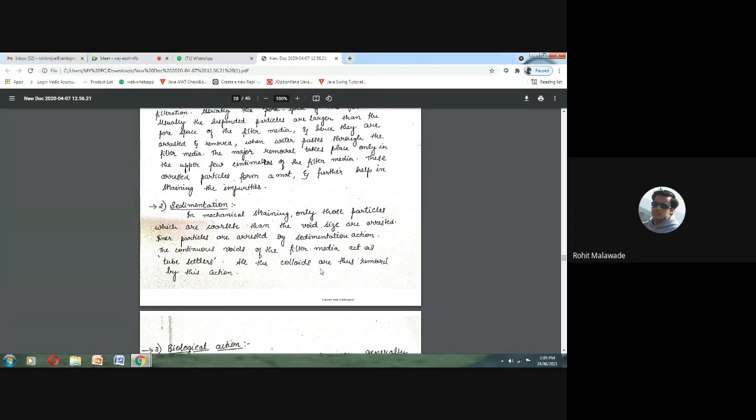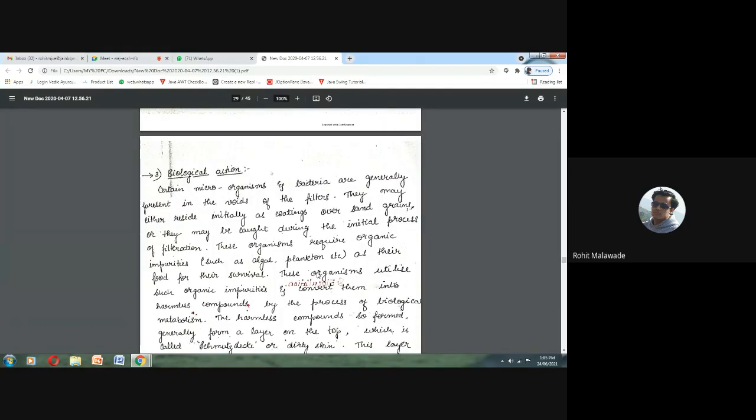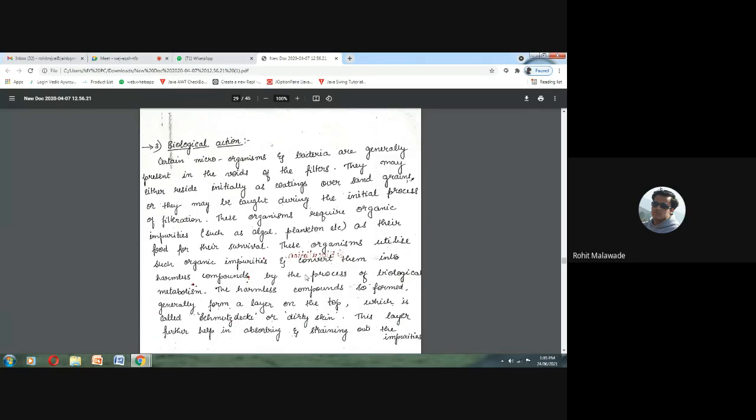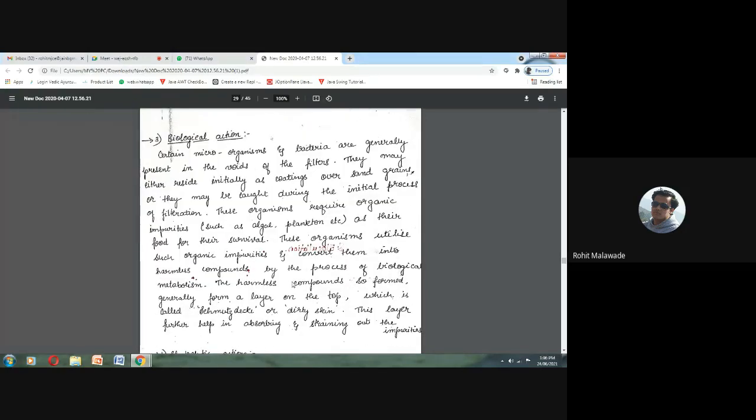So that is the reason why we should have either sedimentation or coagulation sedimentation before the filtration process. Then biological action, right? The biological action, as I have told, right?